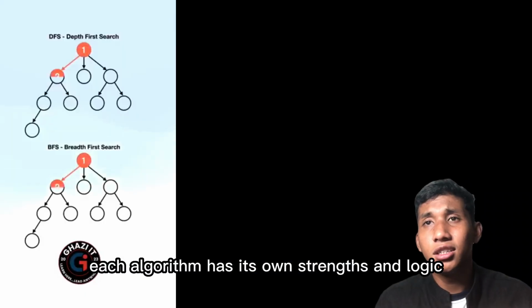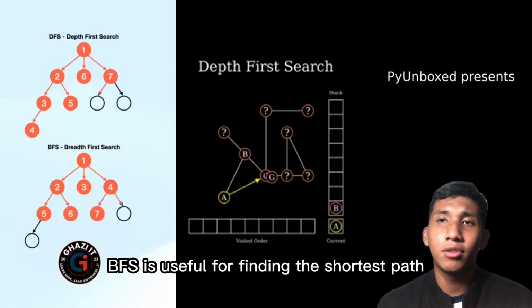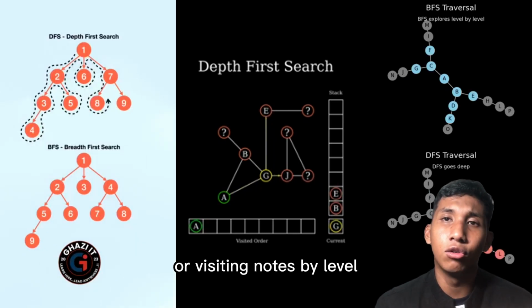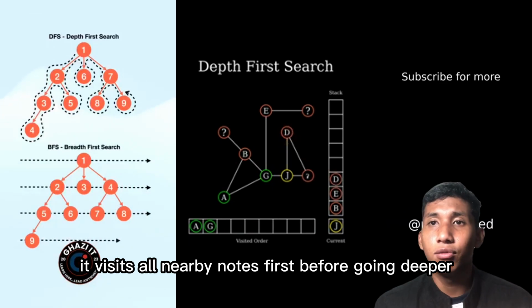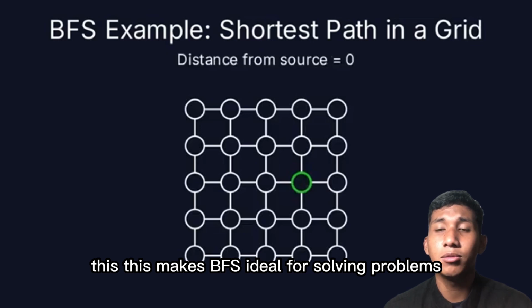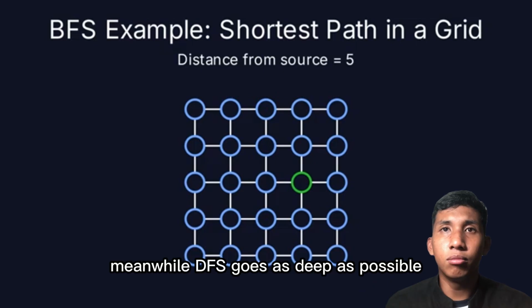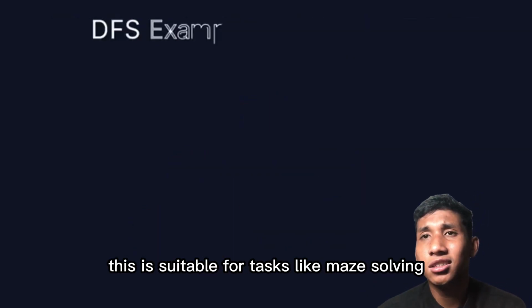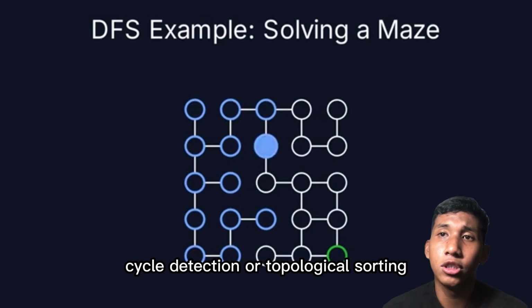From our analysis, each algorithm has its own strengths and logic. In our observation, BFS is useful for finding the shortest path or visiting nodes by level. It visits all nearby nodes first before going deeper. This makes BFS ideal for solving problems like finding distance or connections in a network. Meanwhile, DFS goes as deep as possible along a path before backtracking. This is suitable for tasks like maze solving, cycle detection, or topological sorting.